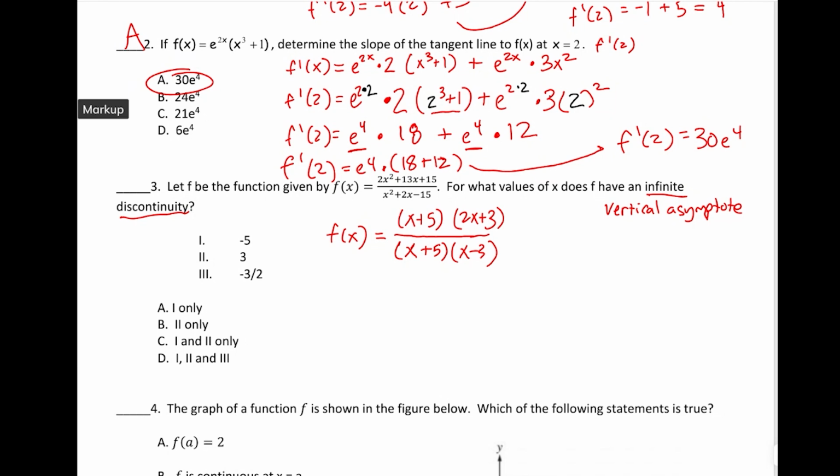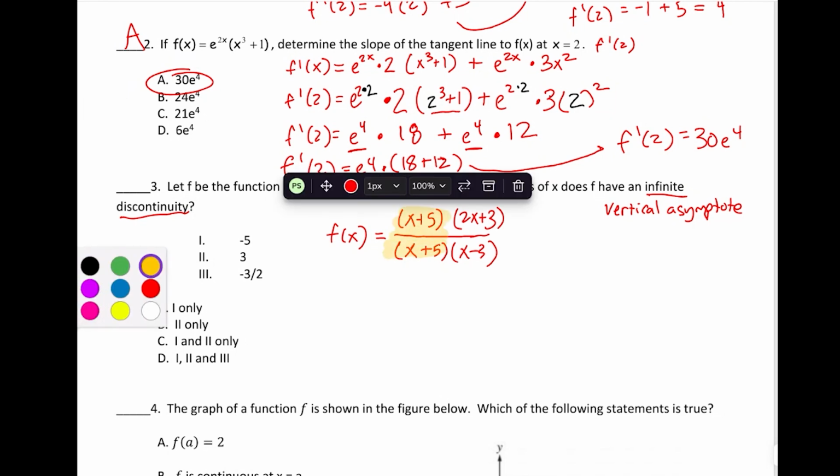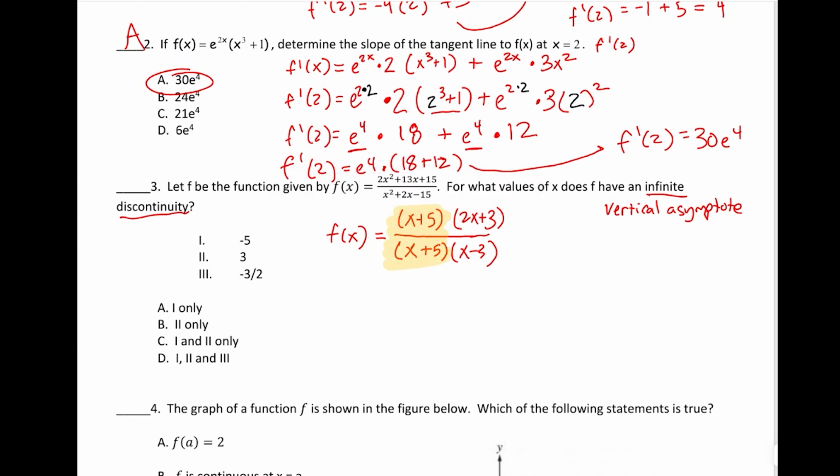So notice here that I do have a factor that's the same on the top and the bottom. This indicates a removable discontinuity, or a hole exists at -5. So this is a hole. This is a removable discontinuity. Okay, that's not what this question is asking for.